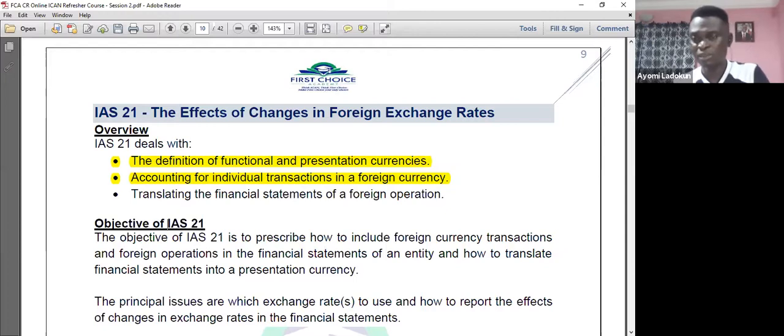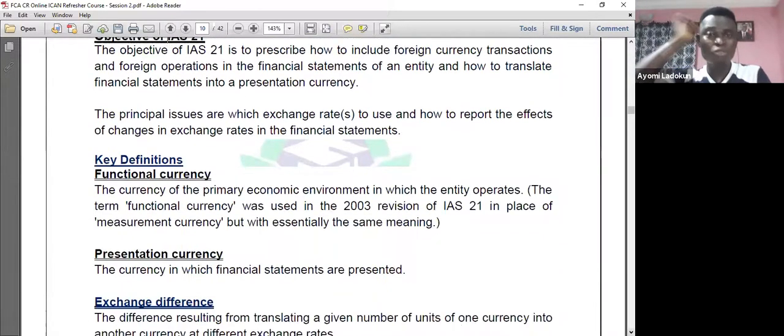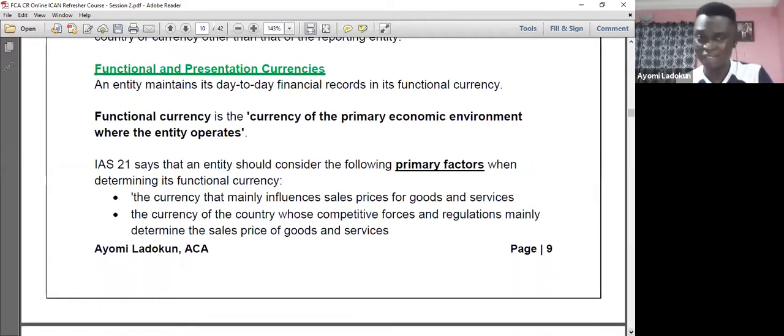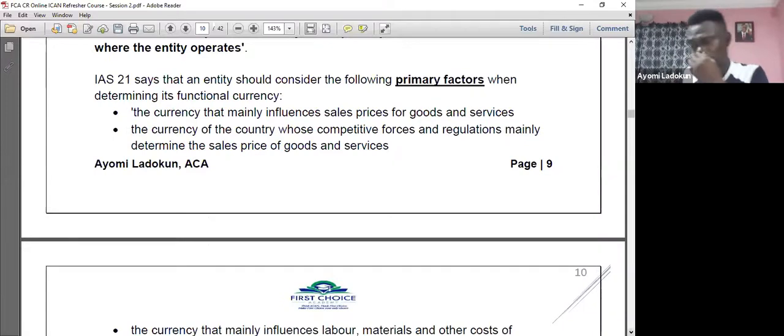Number one, the currency that mainly influences the sales price of goods and services. So you need to determine which currency. For example, if you come to Nigeria, of course, naira influences the sales price of goods and services.